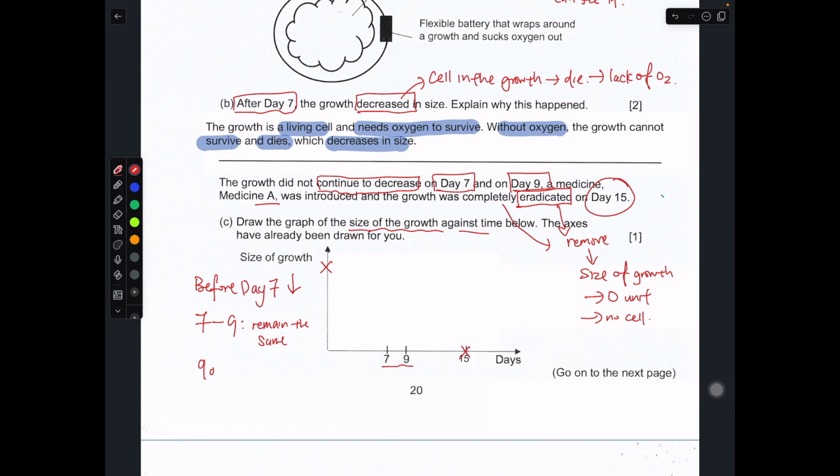Okay, 9 onwards decrease until 0. That is what it means. So I'll probably draw it somewhere here. Okay, let me draw as straight as possible, and then I'll draw horizontal, and then I'll draw all the way down. Okay, this should be how it looks like.